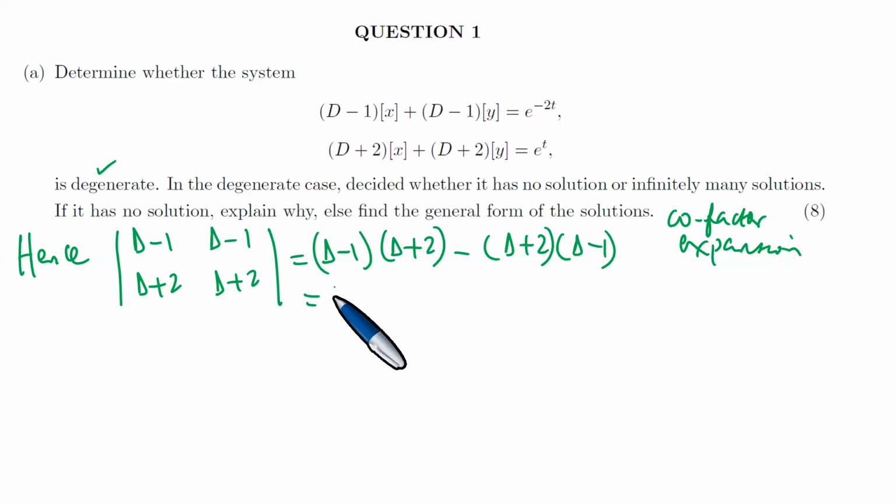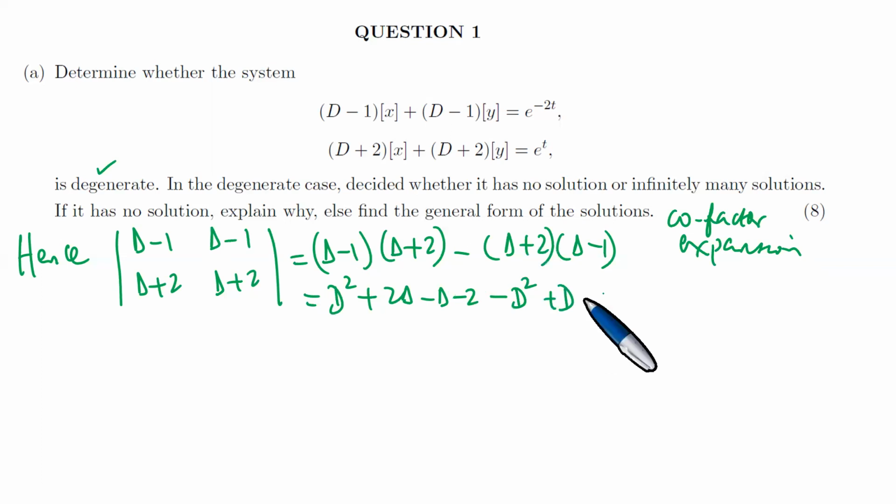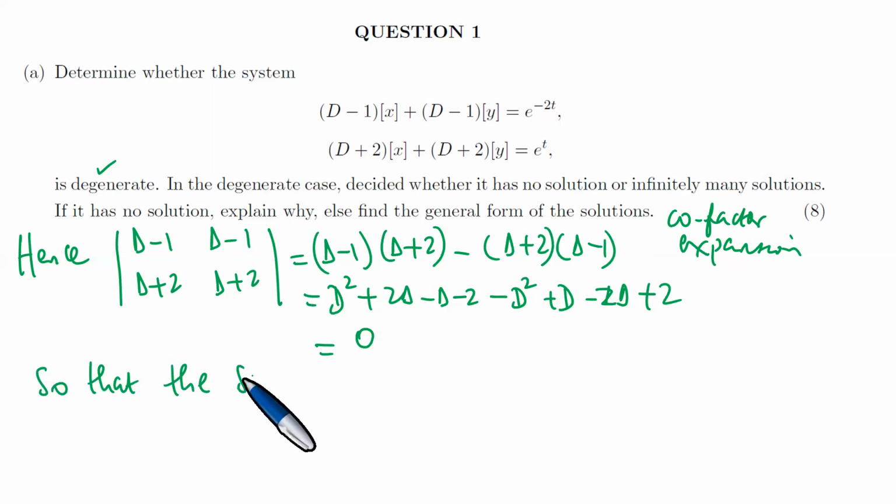So now at this point, we have D and D, which is D squared, plus twice D, minus 2, minus D squared. This is minus D, which becomes a plus D with the negative outside. Twice D becomes a minus twice D with the negative outside, and we have a plus 2. So D squared and D squared cancel out, 2D minus 2D and D, and everything becomes zero in the exam question of January 2023. So the system is degenerate.